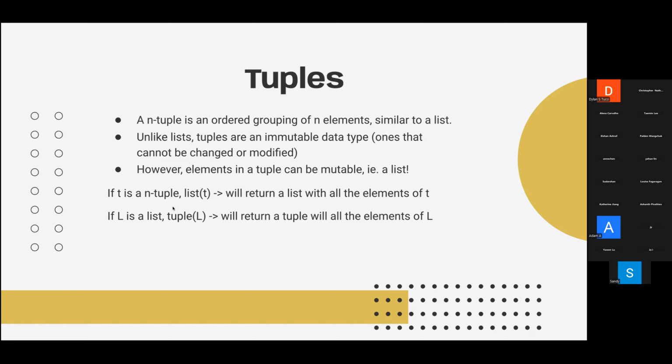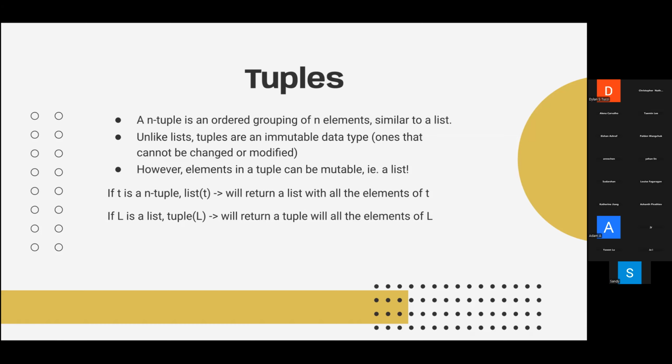And because we know that tuples and lists are very similar, we have the function list, which takes in an n-tuple and returns a list with all of the elements that were in the original tuple, but in list format. And similarly, going the other way, if we have some list, calling the function tuple will return a tuple of all the elements which were in the list, but now in tuple format.